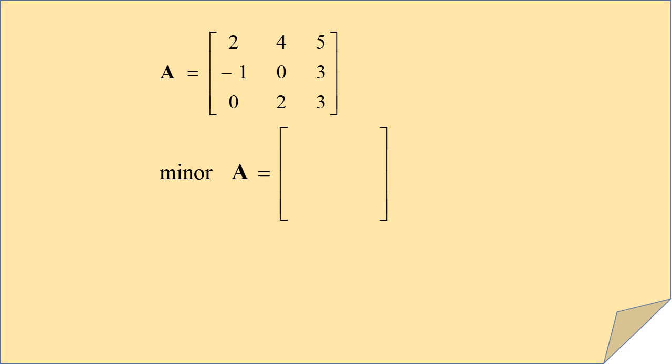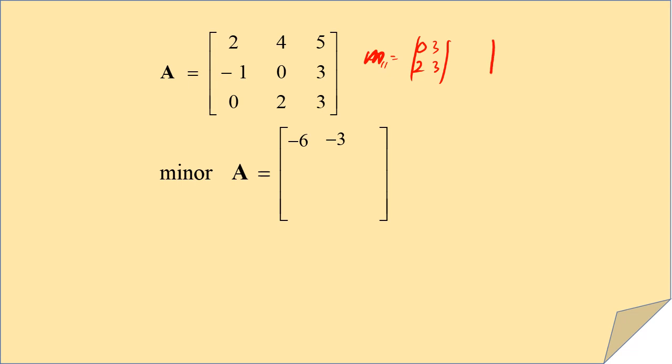So we need to delete according to the position. For the first row, first column, delete the first row and delete the first column. So we have 0, 3, 2, 3, right? 0 times 3, minus 3 times 2, so negative 6. And then for the second position, okay, they calculated it for you already.